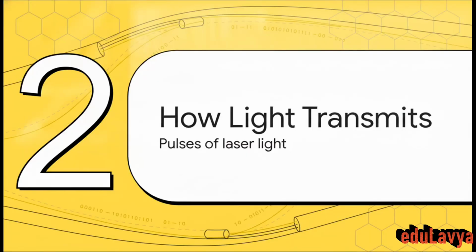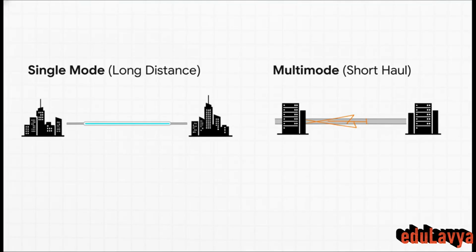Moving right along to Section 2, how light transmits data. So we know we have this glass core, but how exactly does that light travel, and more importantly, how does it carry our information? Well, the data isn't sent as one steady, continuous beam. It's actually transmitted as incredibly fast pulses.